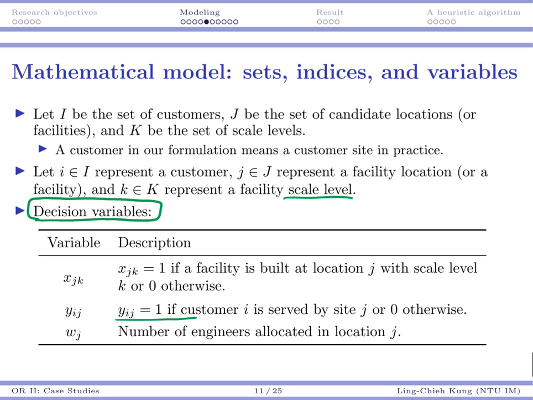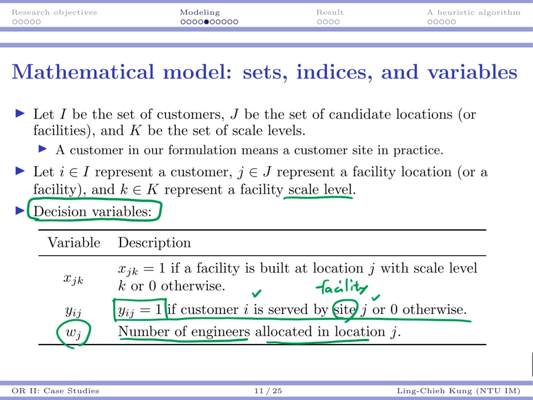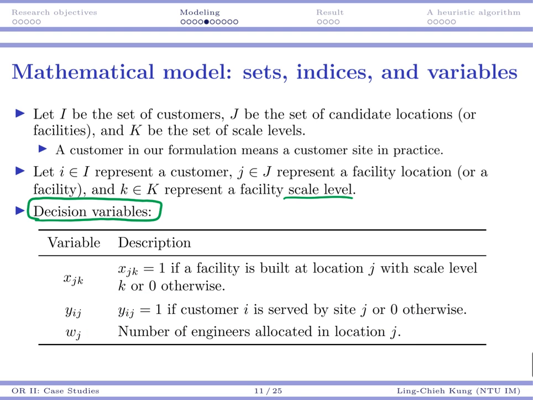And then we also need to do customer assignments, right? So y_ij is 1 if customer i is served by site j, which means facility j. And finally, w_j is the number of engineers that are allocated in location j. Once we have this set of decision variables, we have covered all those decisions that we need to make. We use the model to determine facility construction, customer assignment, and engineer allocation.